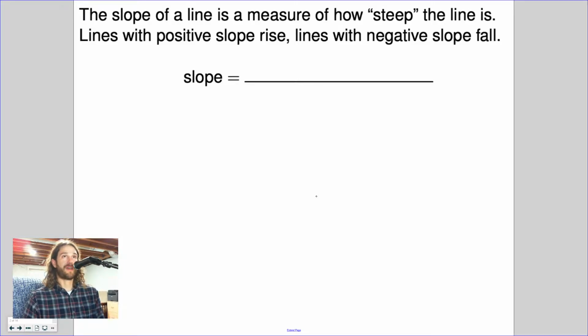Slope of a line is a measure of how steep the line is. Lines with positive slope rise, lines with negative slope fall, and so forth. Let's change our color. We're going to mix it up here a little bit. So the equation for slope is y2 minus y1 over x2 minus x1. And that's given any 2 points, we can figure out what the slope is by dividing the difference in the y's by the difference in the x's.